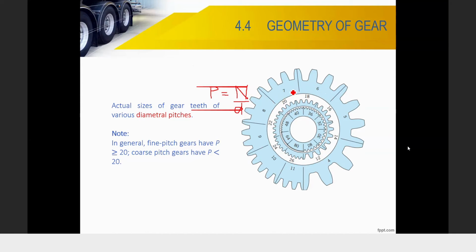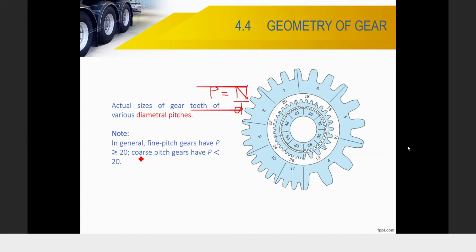As you increase the diameter pitch number, it means your gear becomes finer. The more detailed, the smaller the teeth. Right? Because diameter pitch is the number of teeth over the diameter of your gear. Okay, this is about diameter pitch.